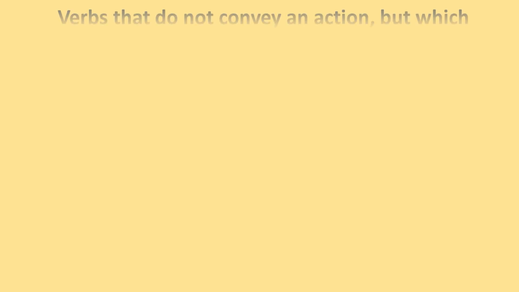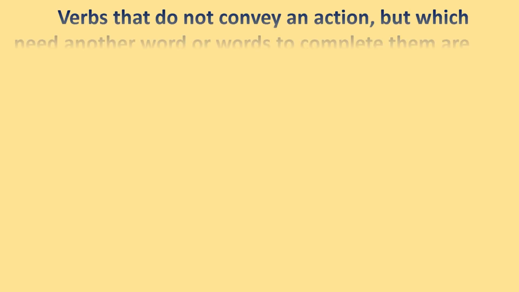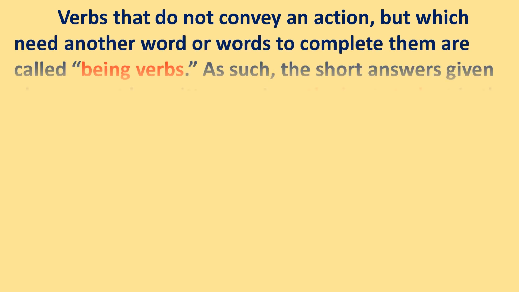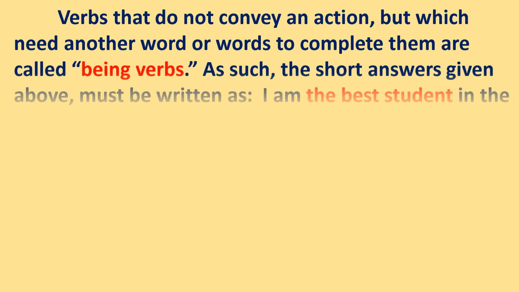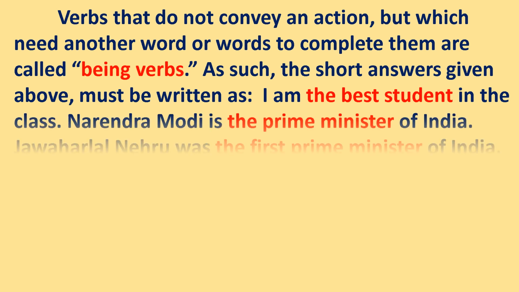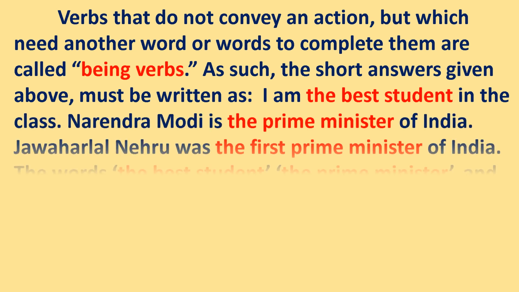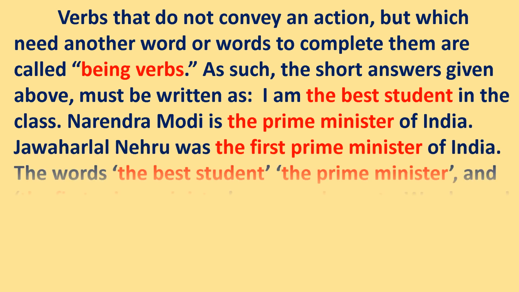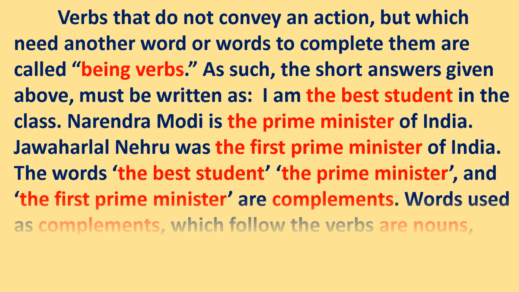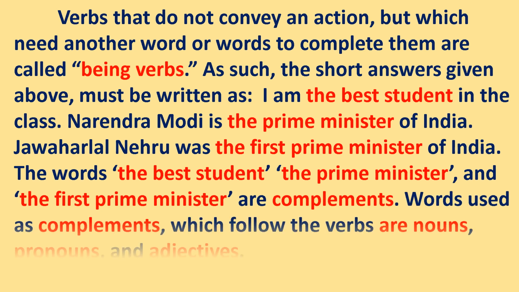Verbs that do not convey an action but which need another word or words to complete them are called being words. As such, the short answers given above must be written as: I am the best student in the class. Narendra Modi is the Prime Minister of India. Jawaharlal Nehru was the first Prime Minister of India. The words the best student, the Prime Minister, and the first Prime Minister are complements. Words used as complements, which follow the verbs, are nouns, pronouns, and adjectives.